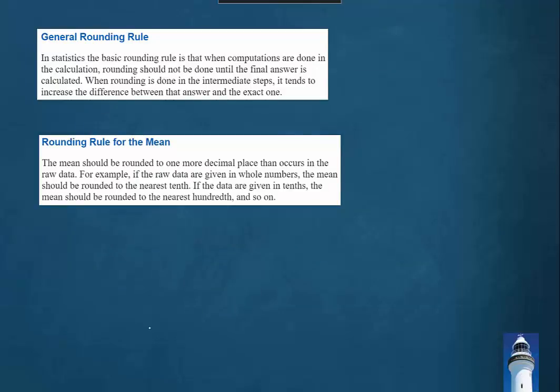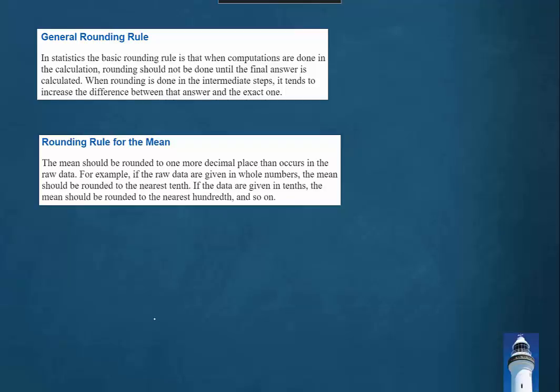The general rounding rule in statistics says that when computations are done, rounding should not be done until the final answer is calculated. When rounding is done in the intermediate steps, it tends to increase the difference between that answer and the exact one. So in other words, no rounding should be done until the final answer is calculated.